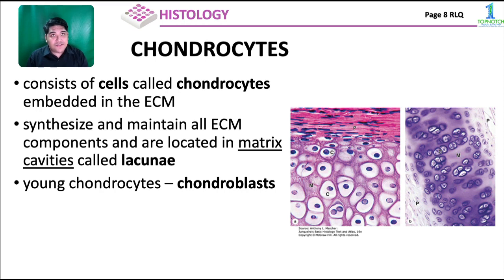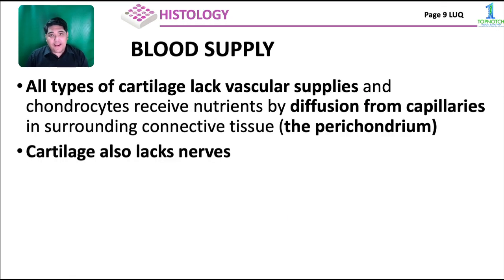Now, yung mga immature cells na chondrocytes, ang tawag sa kanila, chondroblasts. So, for now, dapat may idea ka na kapag mga immature cells, mga blast ang tawag sa kanila, no? Osteoblasts, lymphoblasts, chondroblasts, ayan. Now, ang blood supply, very, very important concept. All types of cartilage lack vascular supply, and your chondrocytes receive nutrients by diffusion from capillaries in surrounding connective tissue, no, like your perichondrium. Your cartilage also lacks nerves. Okay, again, walang vascular supply, umaasa lang kay perichondrium.